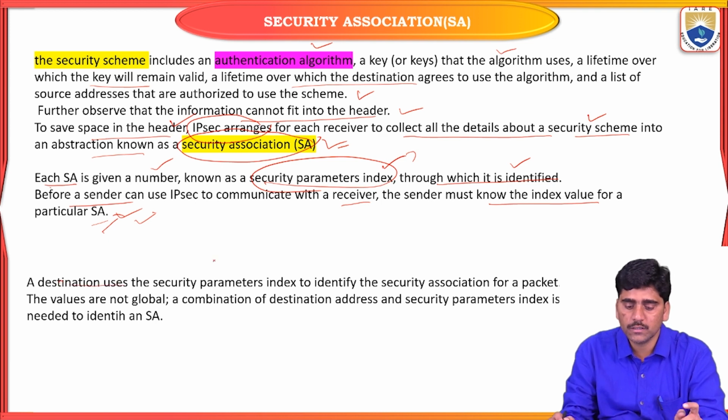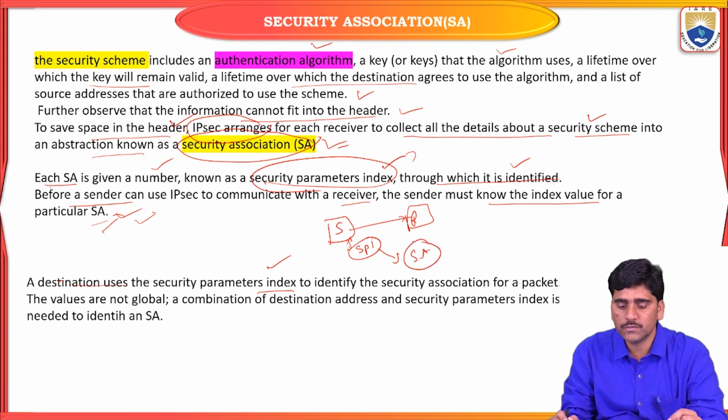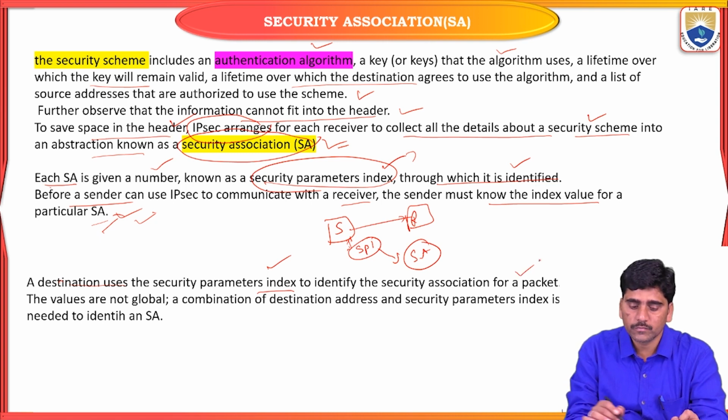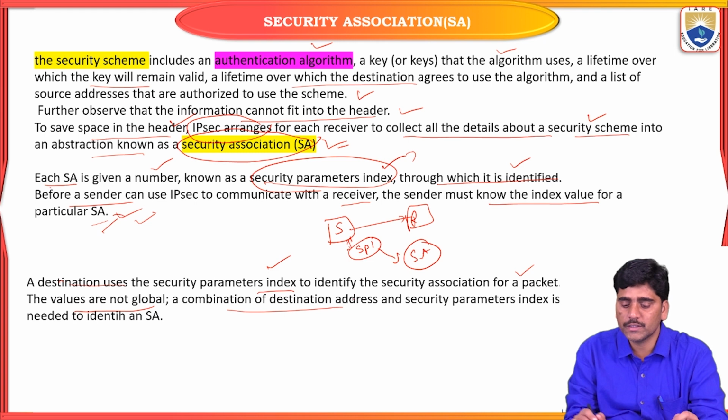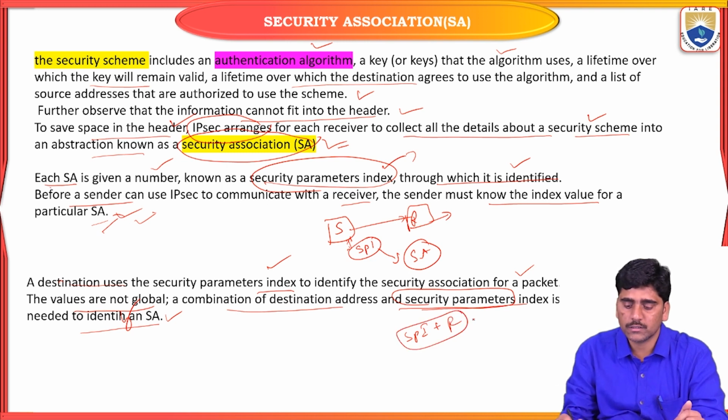A destination uses the security parameter index, so source and receiver. To communicate from source to receiver securely, the source address identifies the security parameter index from the security association for the packet. The values are not global. A combination of destination address and security parameter index is needed to identify a security association. So the combination of the SPI and the receiver's destination address is combined into the details in the security association.